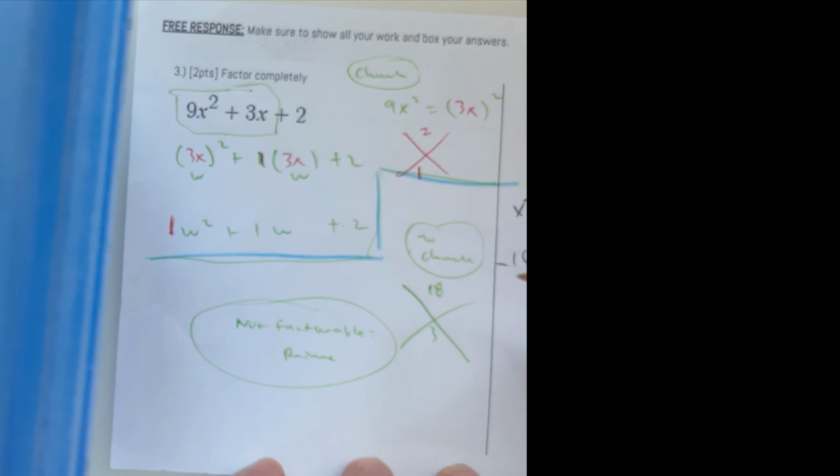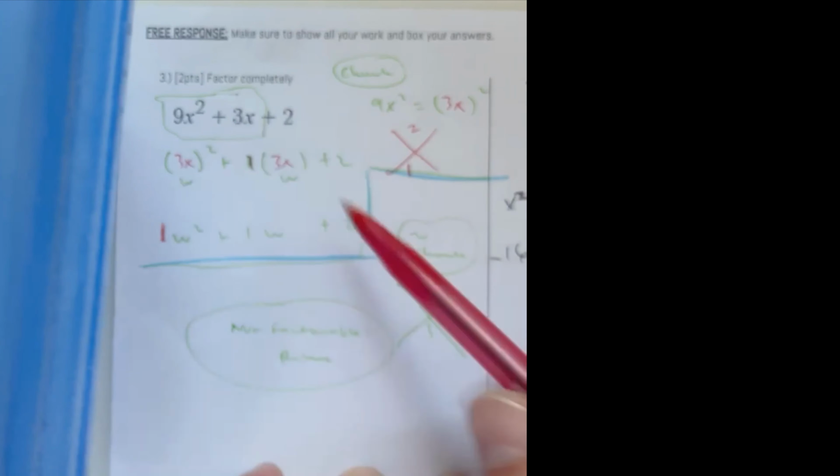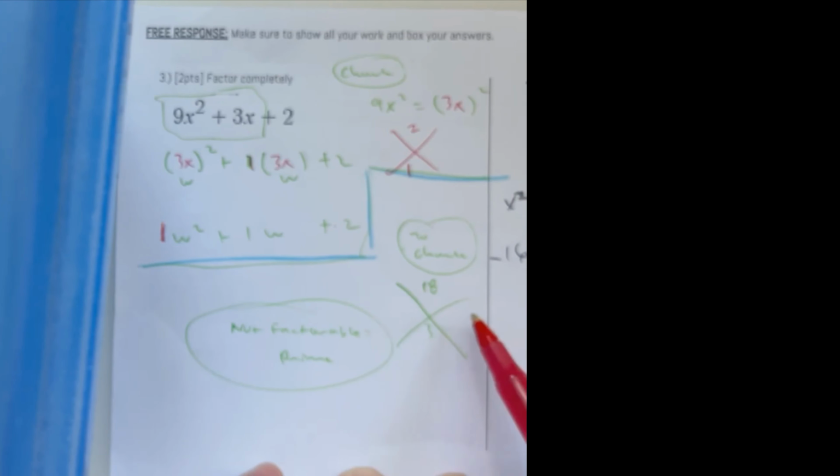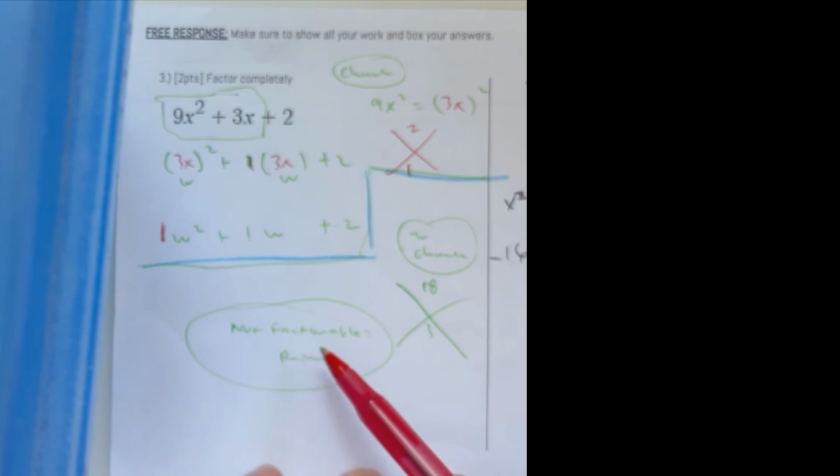Or if you did the no chunking method, A times C is 18, B value is 3. 6 and 3 would multiply to 18, but 6 plus 3 does not equal positive 3, or if you made one of those negatives. So the answer is it's a prime factor or not factorable to get full credit.